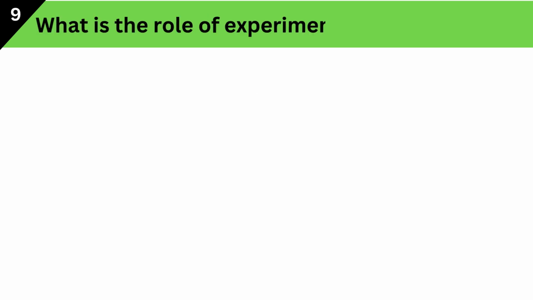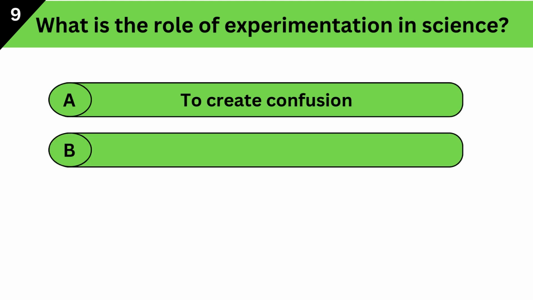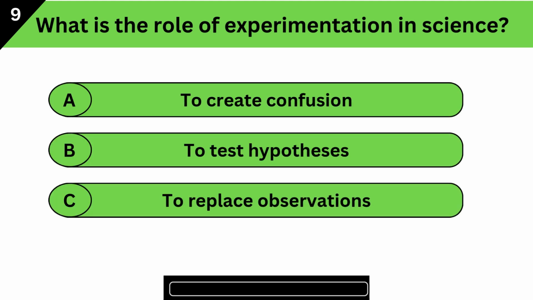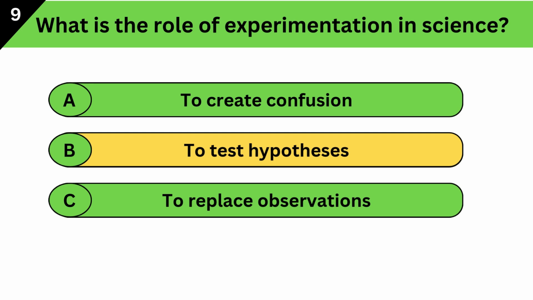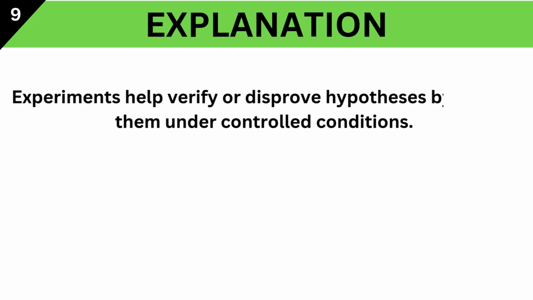What is the role of experimentation in science? Option A, to create confusion. Option B, to test hypotheses. Option C, to replace observations. Correct answer. Explanation. Experiments help verify or disprove hypotheses by testing them under controlled conditions.